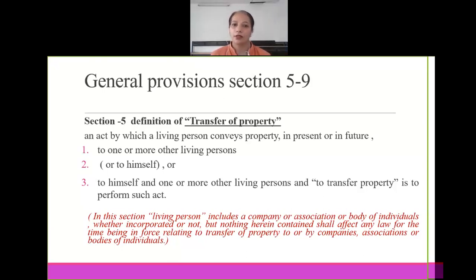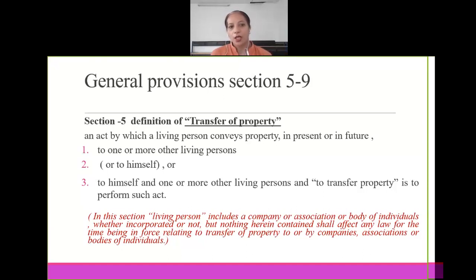That is to say, here it means an act by which a living person conveys a property in present. Immediately I am transferring a property in your name is an example of this particular sentence. Later on, it has been said that it is an act by which a living person conveys a property in future. That is to say, I will be transferring a property presently, but I will put a future date on which you are going to get the property. So this would be covered under this particular definition.